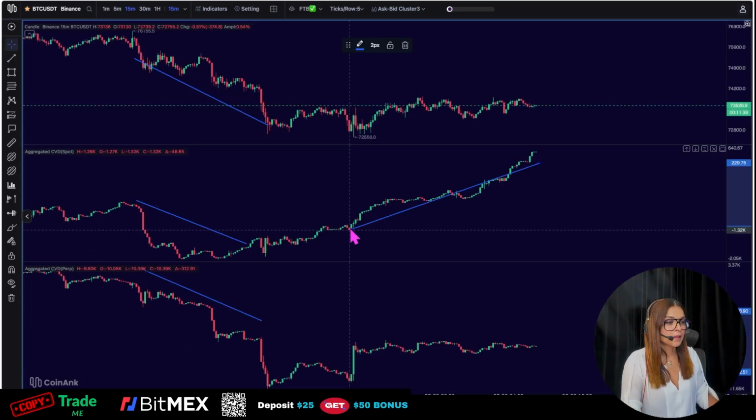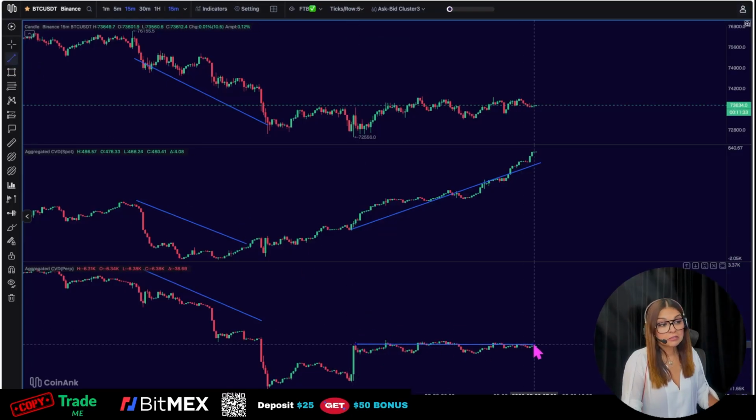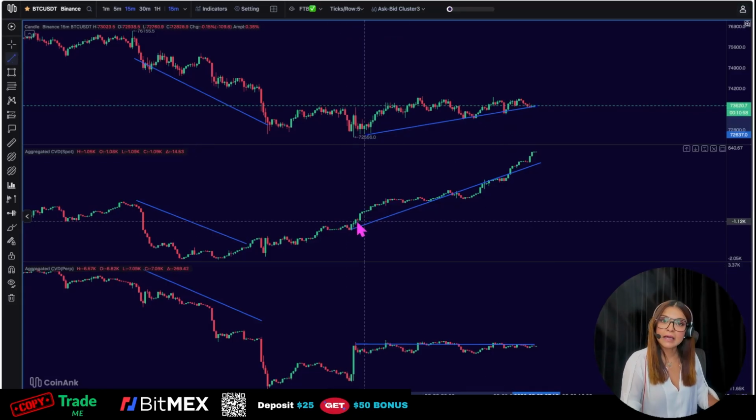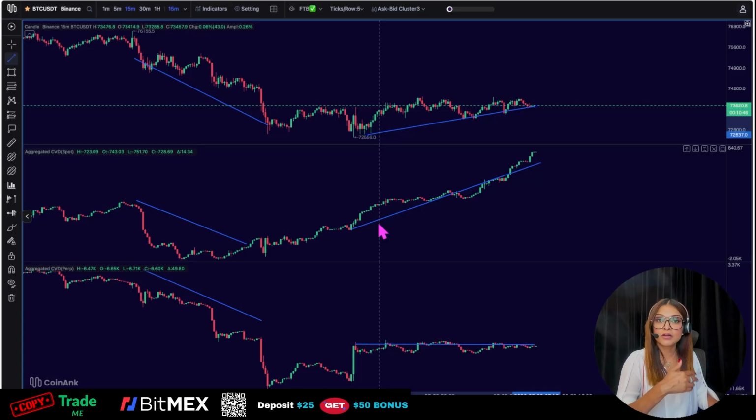Okay, so let's look at today. Spot CVD is up, perp CVD is down or flat. Okay, and I can see that price is slowly creeping up. So there we have a divergence with spot CVD and perp CVD. And it tells me here that I might have a bullish session. Again, I follow spot CVD because I know that is where the real buying and selling is coming from. And I know leverage CVD is more of a speculative scenario.